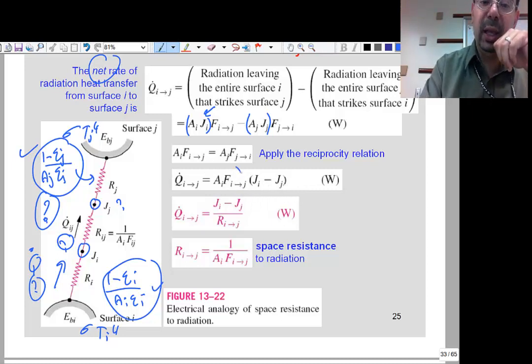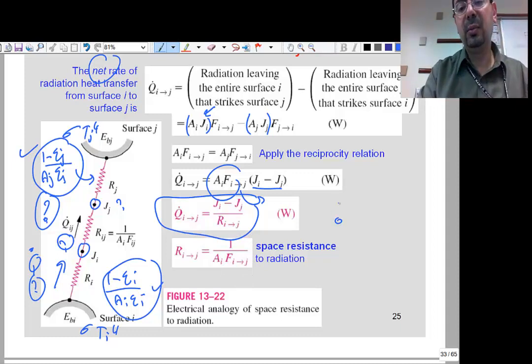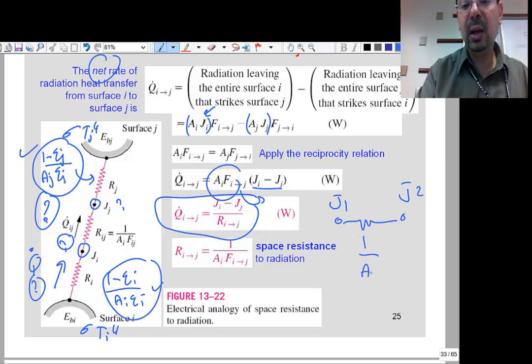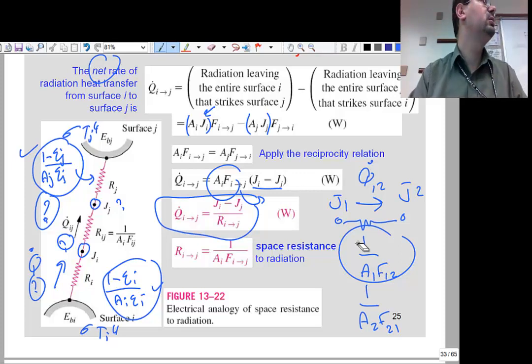If you take this and put it under here as 1 over this, the net Q between I and J becomes Ji minus Jj over a resistance. That resistance is simply 1 over Ai Fij. So if you have J1 and J2, the resistance between them to radiation is simply 1 over area 1 F12, or you can also call it 1 over area 2 F21. It's the same thing. But that is the resistance between them. And Q dot 1,2 net is basically J1 minus J2 over that resistance.